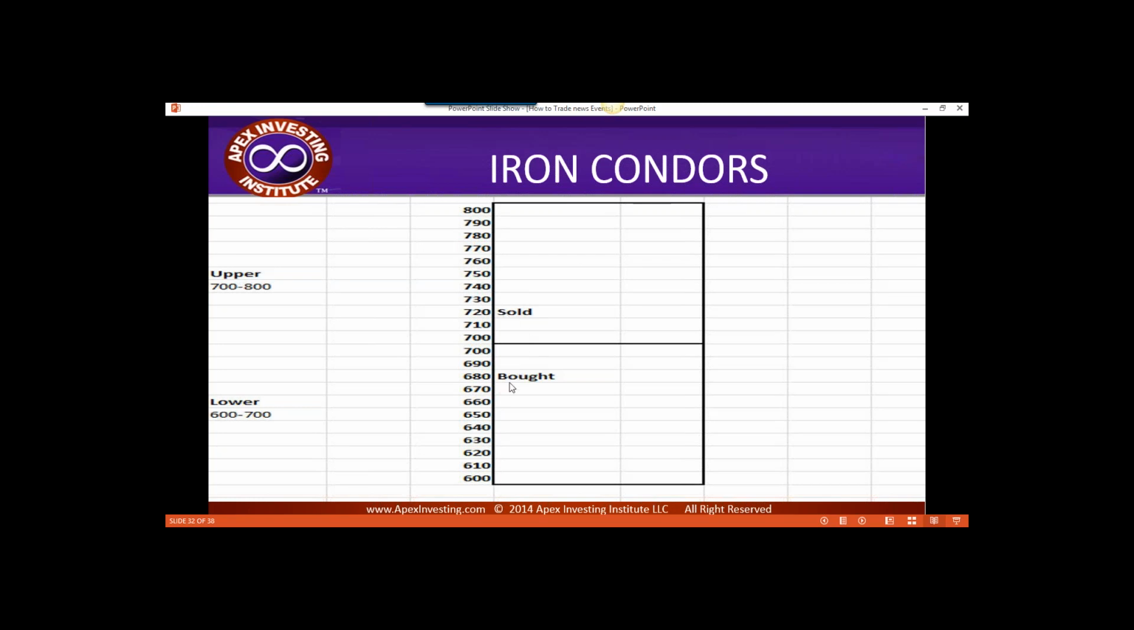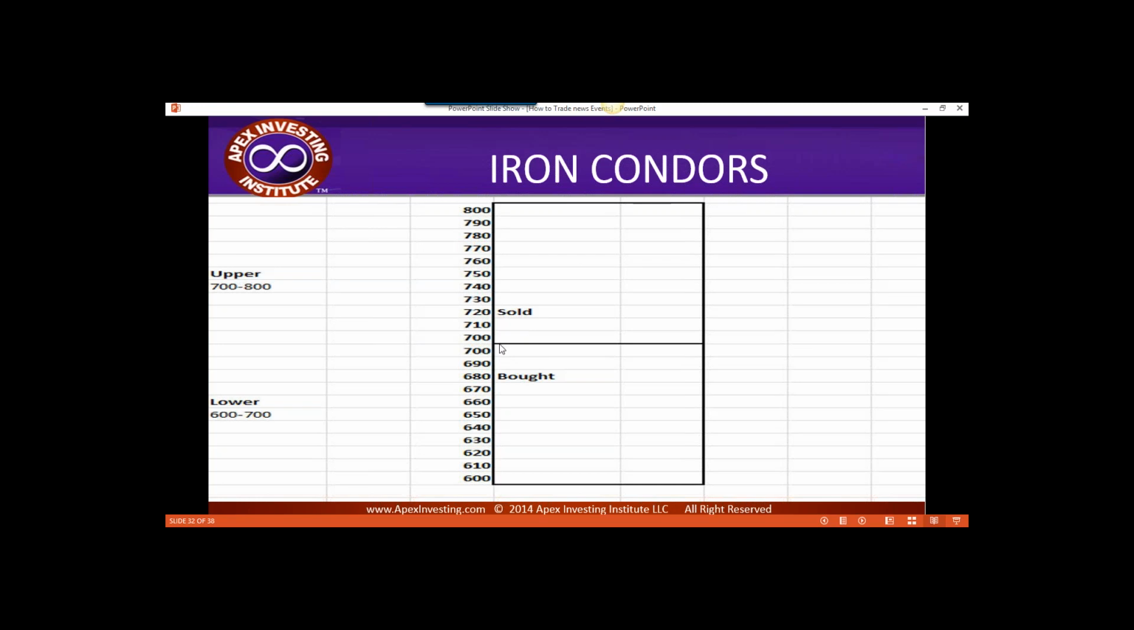Anyone would want to buy lower than the market and sell higher than the market, right? So that in a nutshell is an iron condor, where we're buying the lower and we're selling the higher. It's complete opposite of a straddle. And what we're wanting is there to be as little movement as possible by expiration so that we can collect that premium. Now, what happens if the market actually does move at expiration?